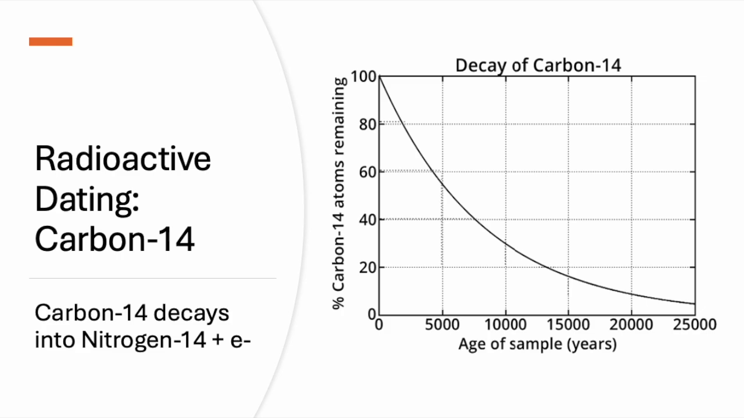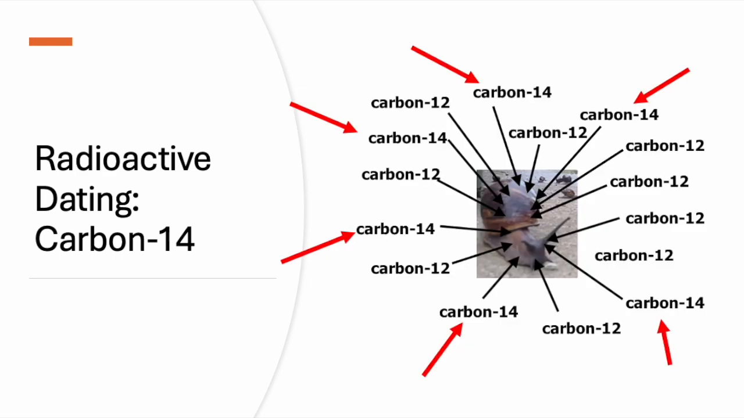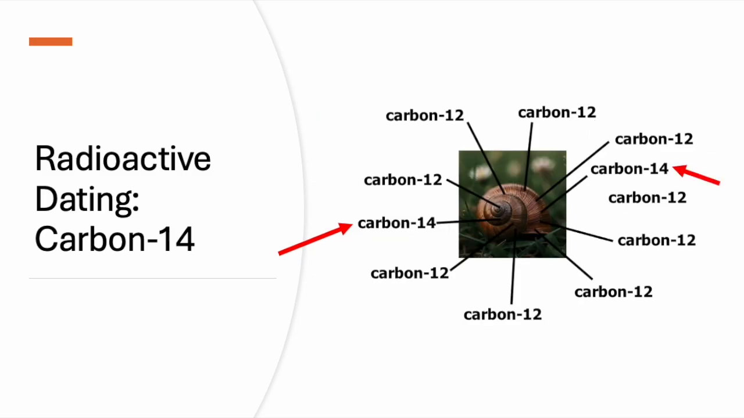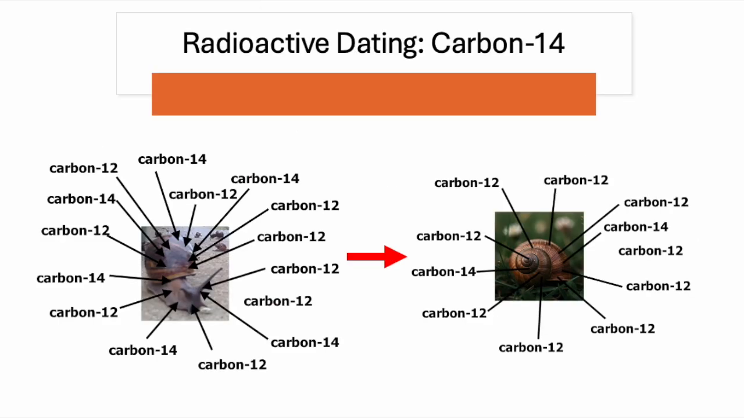When an organism dies, it stops taking in carbon-14, and the carbon-14 in its body begins to decay. By measuring the amount of carbon-14 remaining in a fossil, scientists can determine how long ago the organism died. The smaller the amount of carbon-14 as compared to carbon-12, the older the fossil.